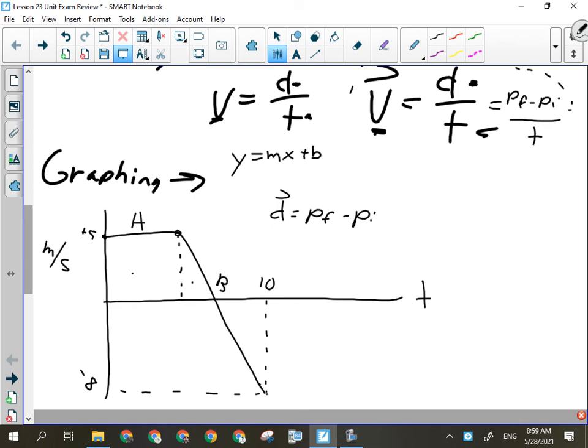What's the acceleration in part A? 0. We just said that it's traveling at a constant velocity in part A. Acceleration is a change in velocity. Velocity is not changing. That requires no work, no calculation. It's worth 1 mark. Spoiler alert, watch out for that.